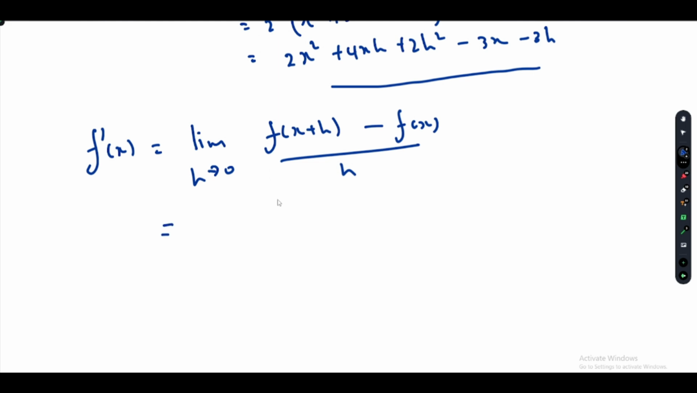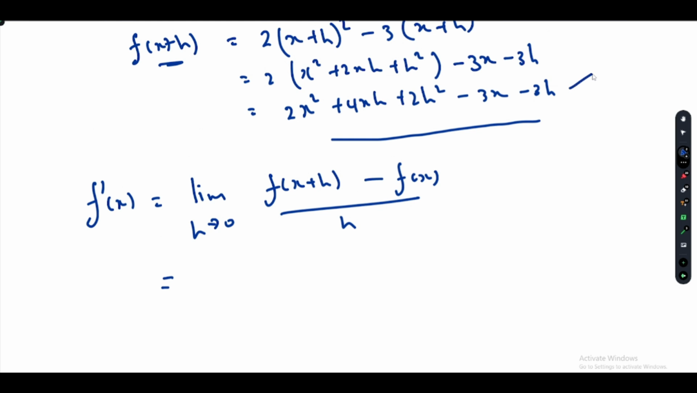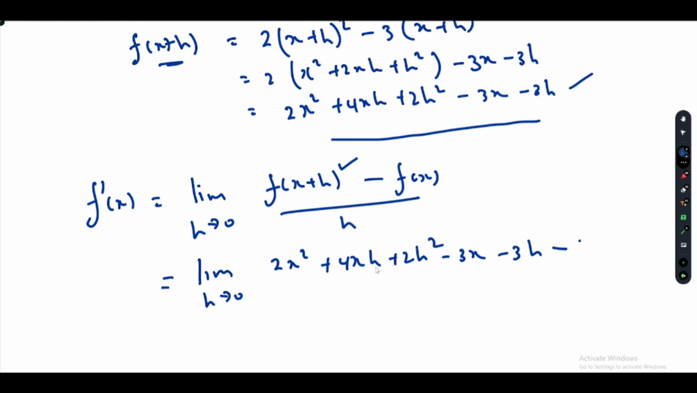Substituting the values we have into the equation, firstly our f of x plus h, and keeping the limit sign. So limit h approaches 0 of 2x squared plus 4xh plus 2h squared minus 3x minus 3h. So that's our first substitution done. Minus, and putting the f of x equation in brackets, 2x squared minus 3x. All this divided by h.